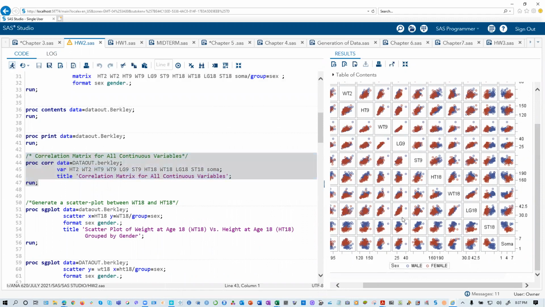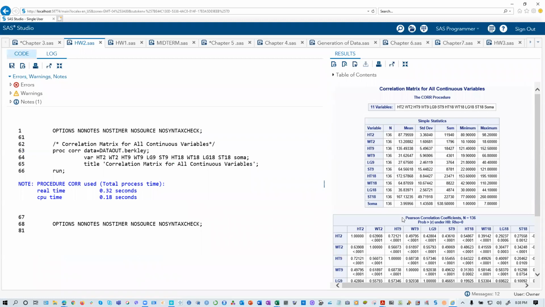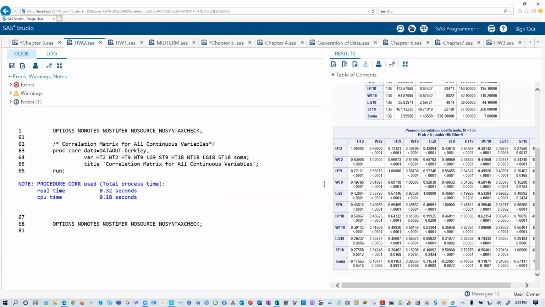Let's look at the correlation matrix. You can remember we had that discussion, because I really need the weight at the age of 18. What would be the highest one that's going to be correlated with that one? That would be, let's see, the circumference of the leg. See, LG18 would have the highest correlation.